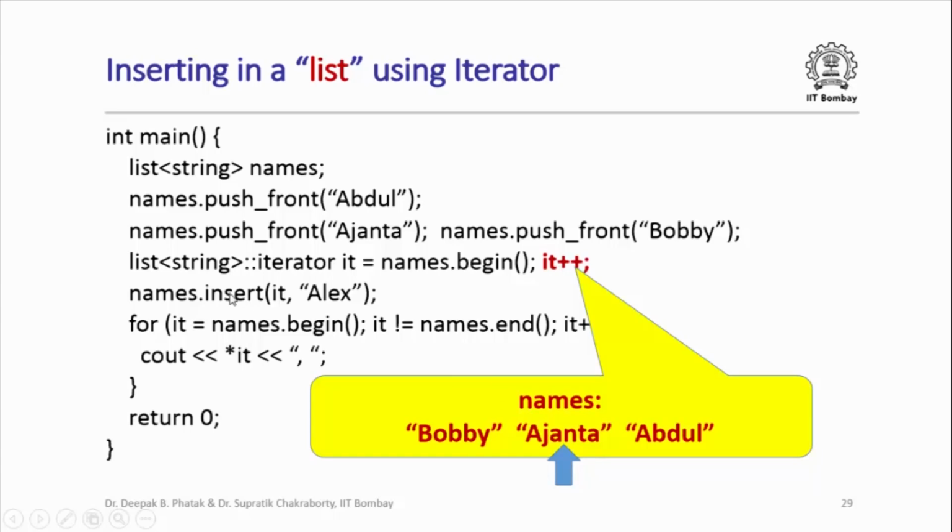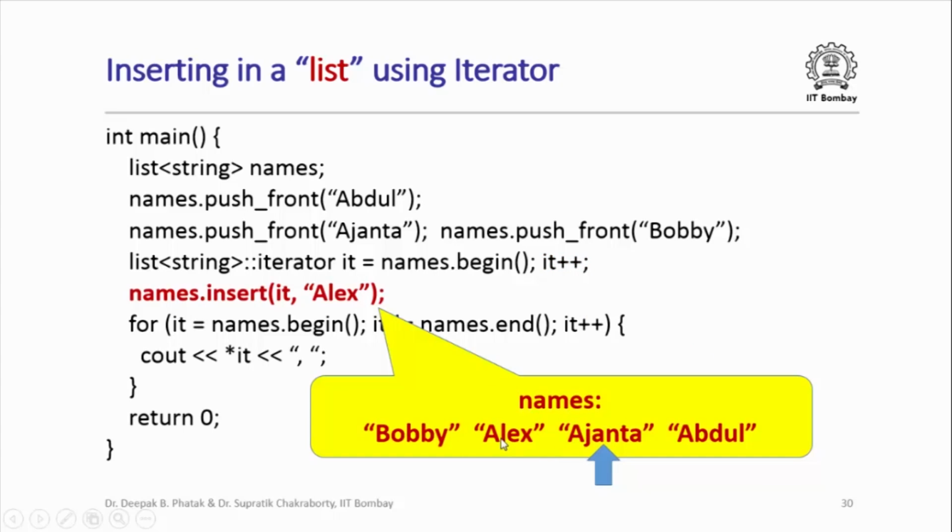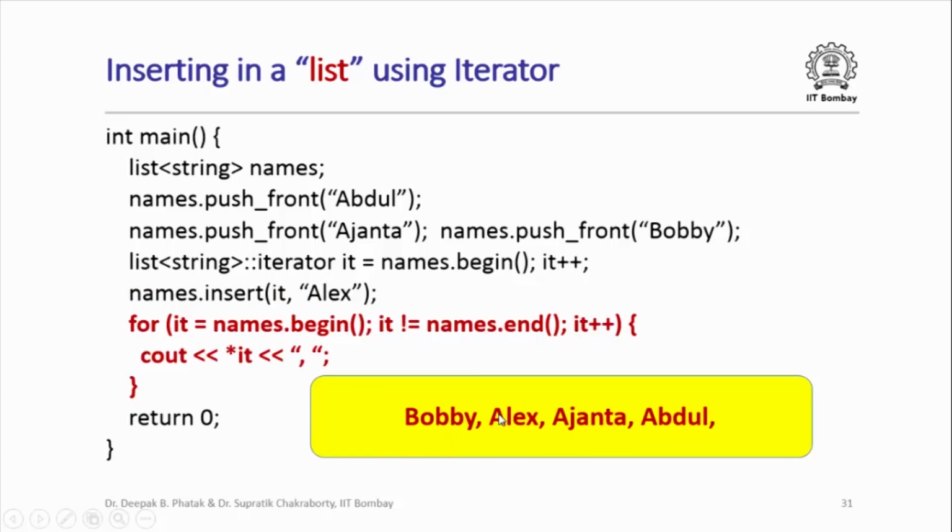And now if I say names.insert(IT, Alex), it will basically insert Alex just before where the iterator is pointing. So that's where Alex will get inserted. And note that IT is still pointing to Ajanta as it was prior to this insertion. So the point to remember is that when I ask for an insertion using the insert member function, it inserts the new item just before where IT was pointing, and IT continues to point to the same element in the list. So now if I try to print out the names in the list, I will get Bobby, comma, Alex, comma, Ajanta, comma, Abdul, comma.